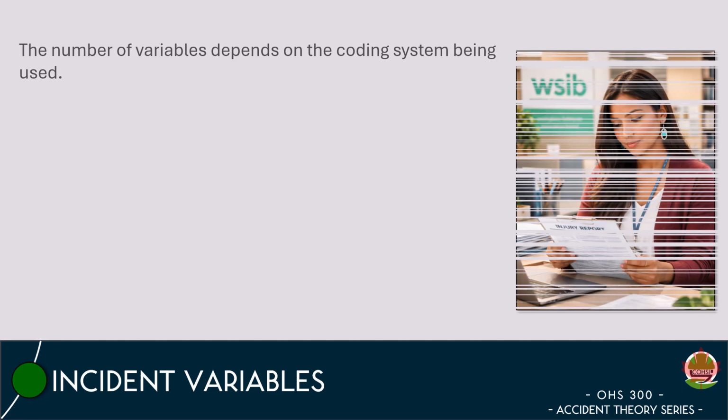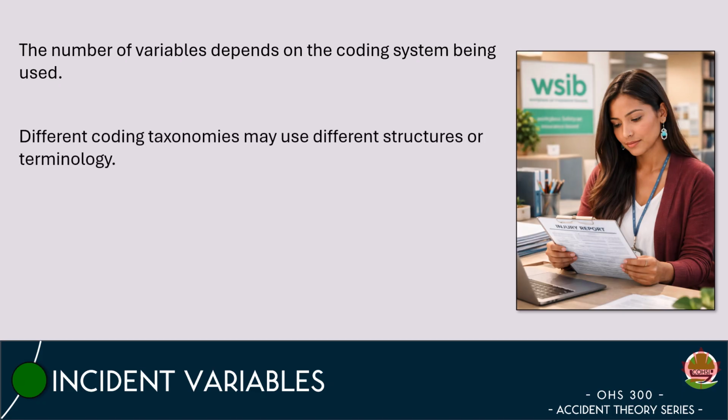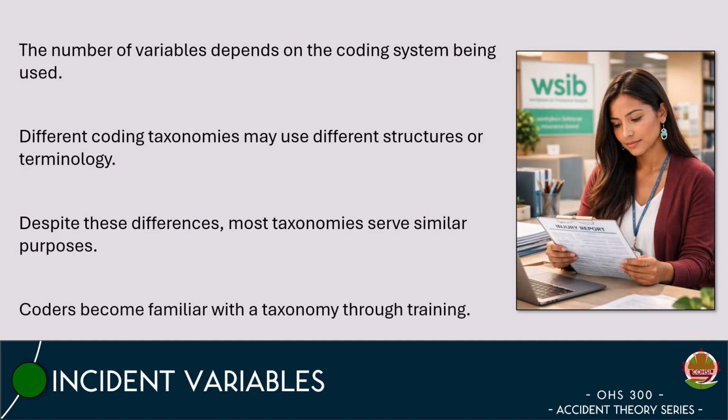The number of variables and the level of detail available to the coder depend on the specific coding system in use and the needs of the organization. While different coding taxonomies may vary in structure or terminology, they serve similar purposes and can generally be treated as interchangeable for study and comparison. Coders develop familiarity with the taxonomy they use through training and experience.